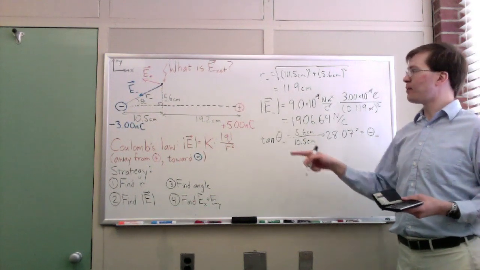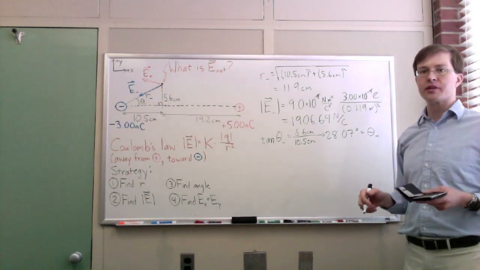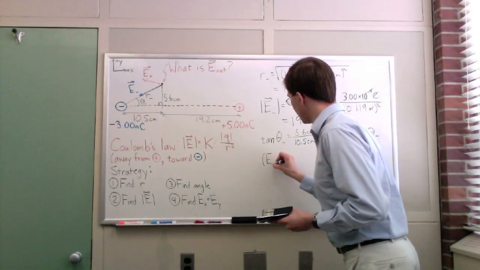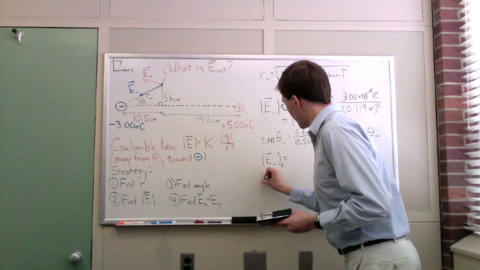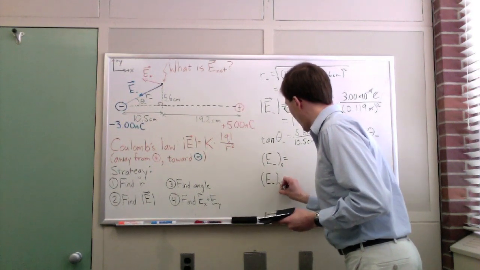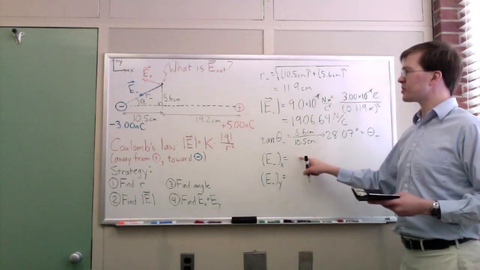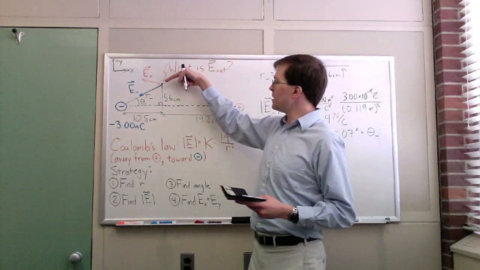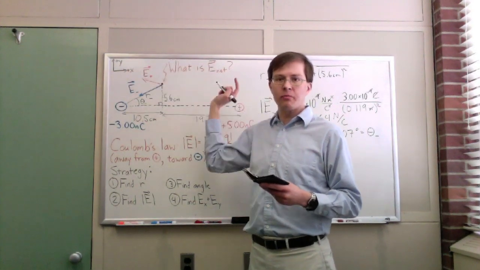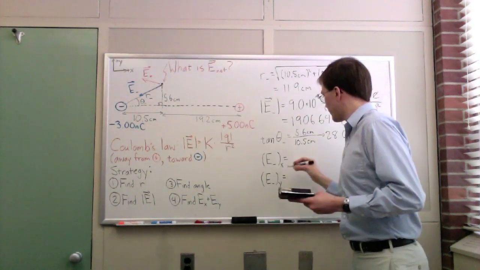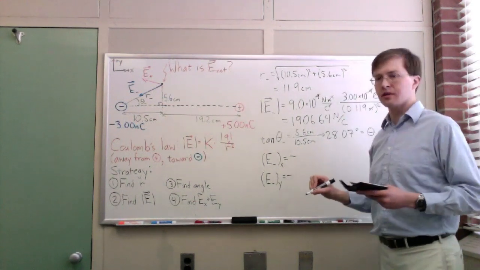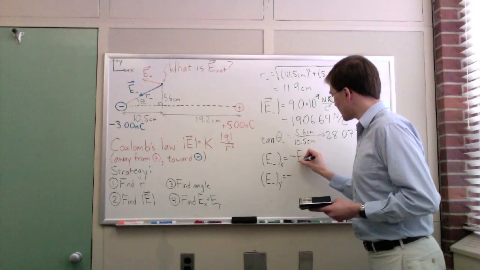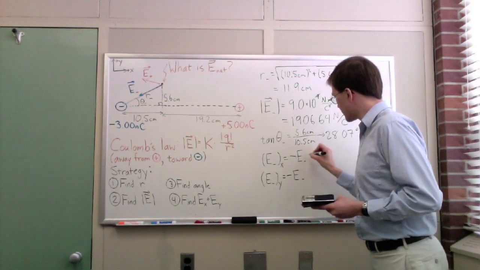Next, I want to find my components, the x and y components of E minus. And I can do that pretty easily. I know that E minus x and E minus y, well, the x component, let's look at it. I always start by looking at plus and minus. The E minus is pointing in the negative x direction more than positive, and negative y more than positive. So both of these are going to be negative numbers.